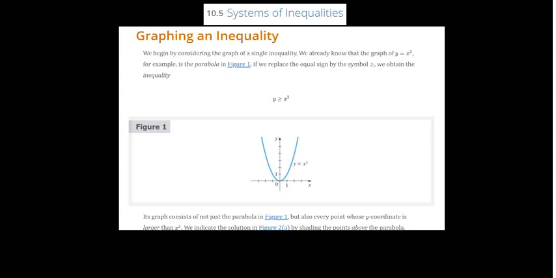Okay, today we're starting Chapter 10, Section 5. We're going to be talking about systems of inequalities. And first we need to know how to graph an inequality. So we begin by considering the graph of a single inequality.